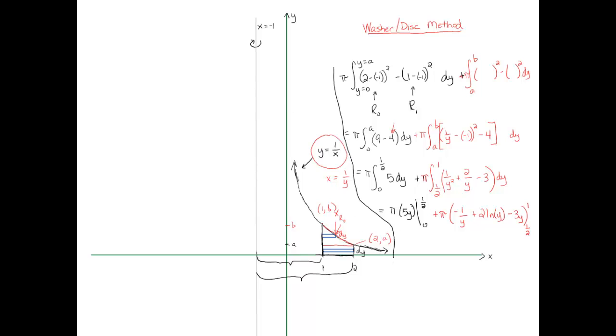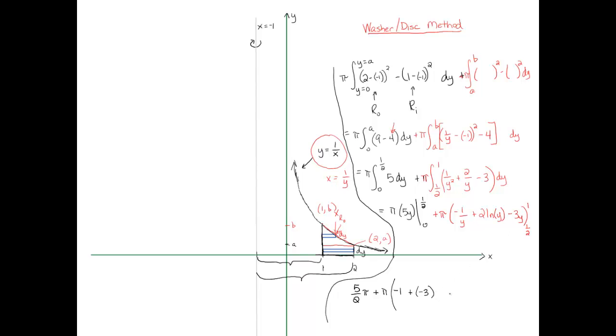The first one, I get 5/2 pi. So let me go ahead and continue down here. 5/2 pi minus 0, okay, plus pi, and then here I will have some extra work, right? So I'm going to plug in a 1. I'll get a -1 plus 2 times the natural log of 1, which is 0. Minus, so plus a -3, right? Because when I plug in 1, it just becomes a -3 there.